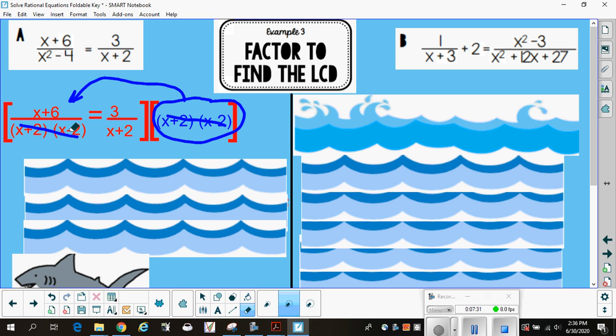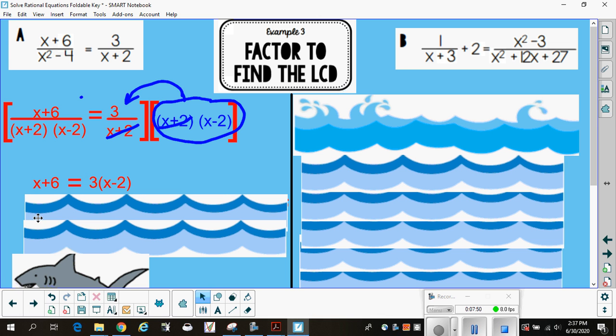Now, I'm going to turn around and multiply it by this fraction. And here, the x plus 2's will cancel. So I'm going to have 3 times x minus 2. I distribute the 3, and I get 3x minus 6.